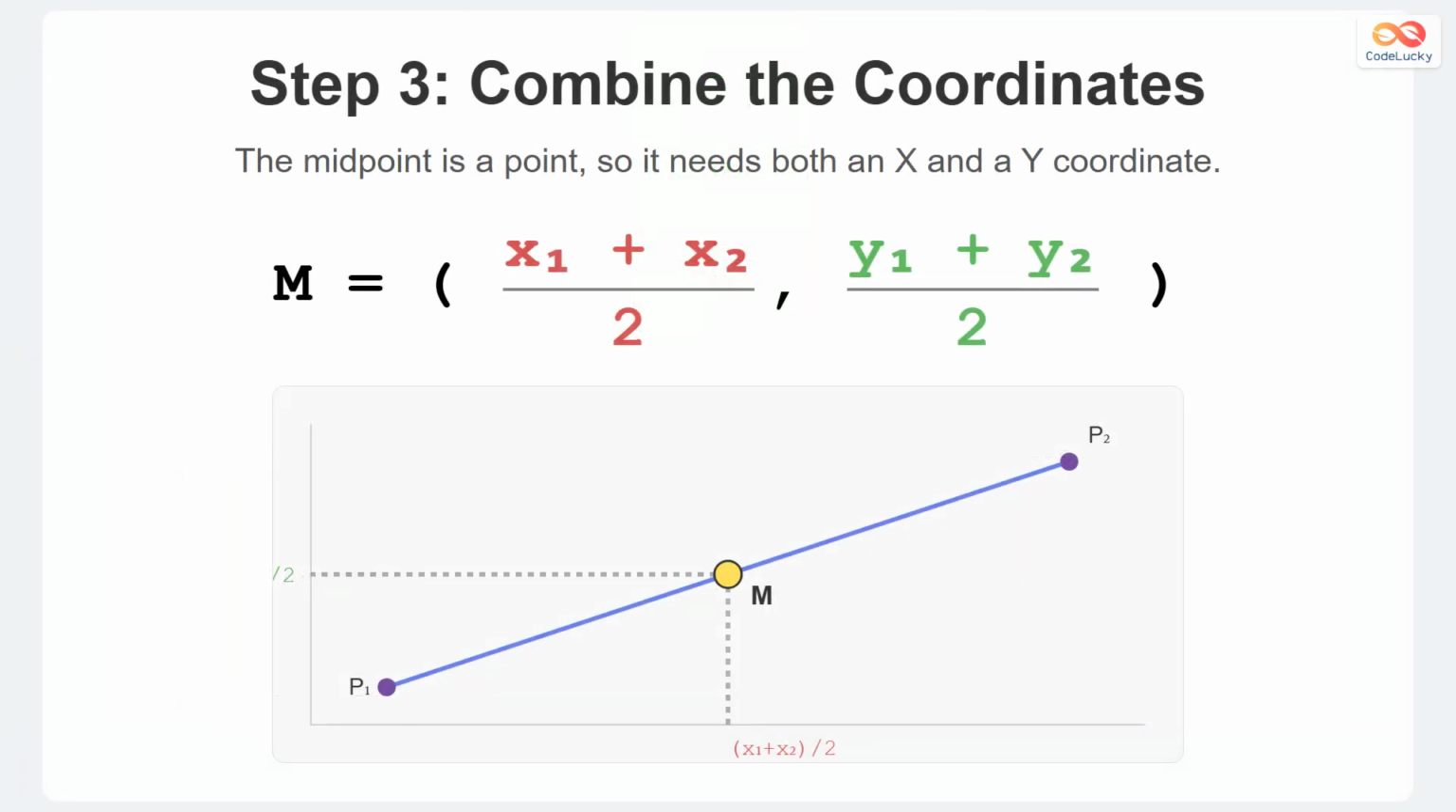Now that you have the average of the x's and the average of the y's, you just put them together to form a new coordinate pair. This new point, with its x and y values, is the midpoint of the original segment. The x part comes first, followed by the y part.